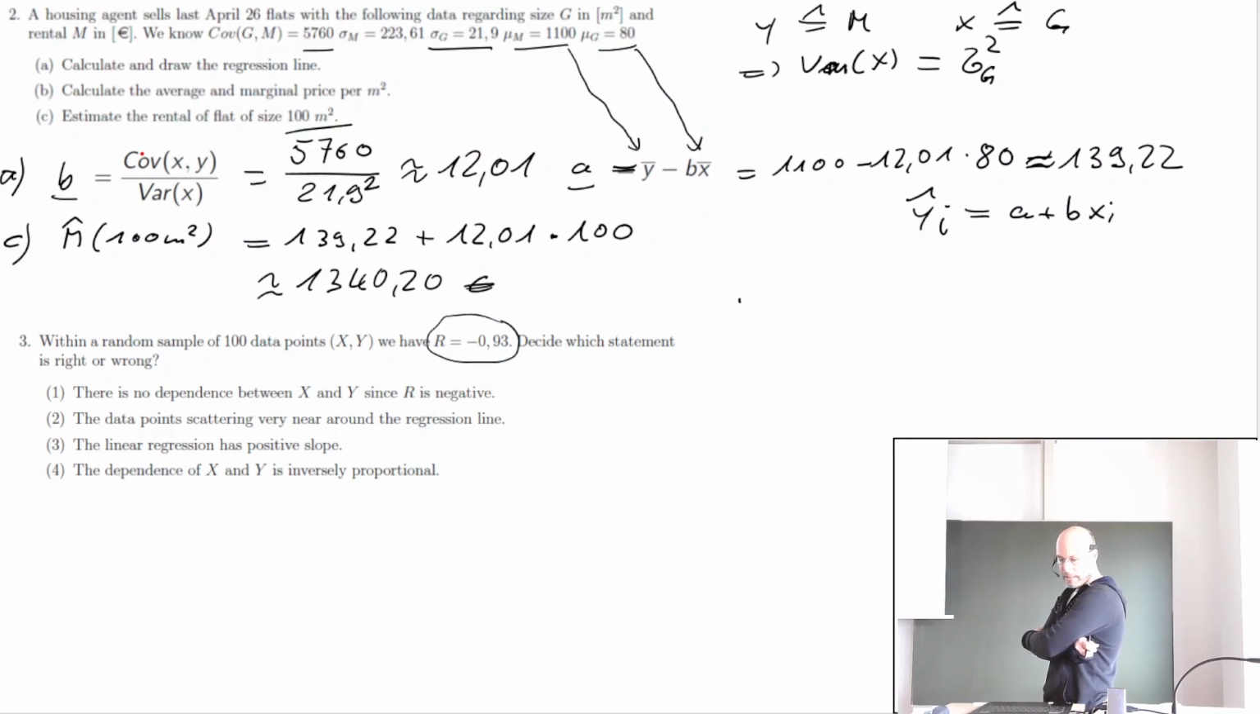So what is the meaning of the correlation coefficient? This we want to do in this exercise. Any idea?